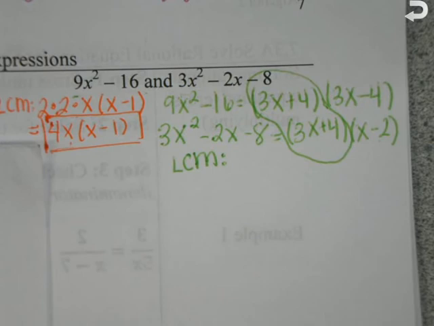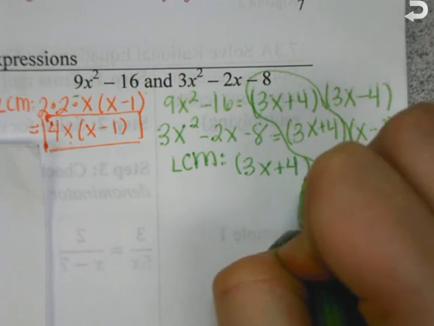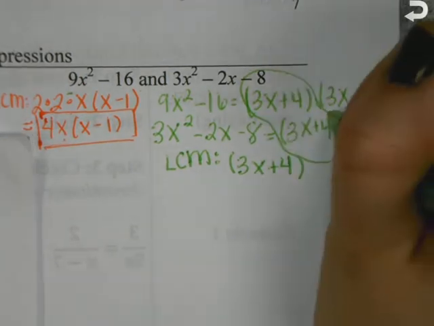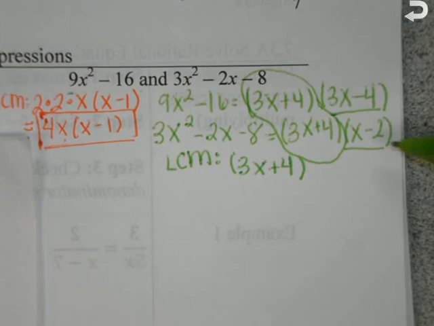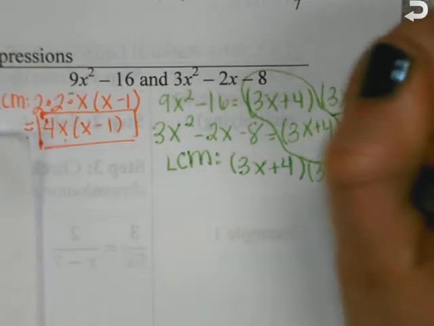So this is going to be 3x plus 4. Now, since we're looking for a multiple of each of those terms, we have to include every single term for both of them. Meaning, we have to include everything that's also not in common. So we also have to include 3x minus 4 and x minus 2.